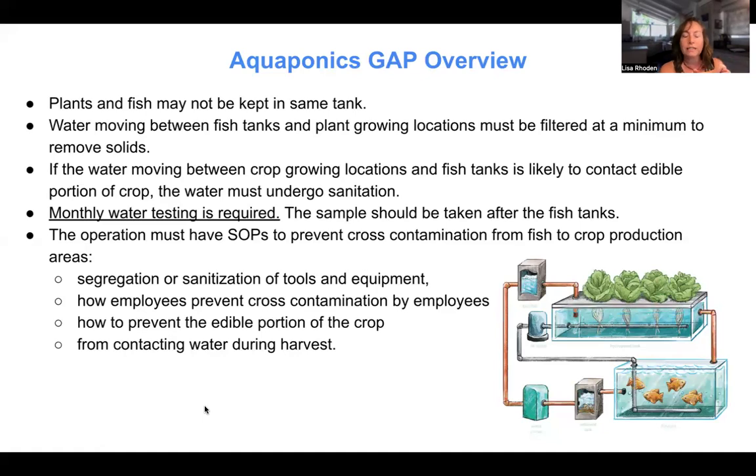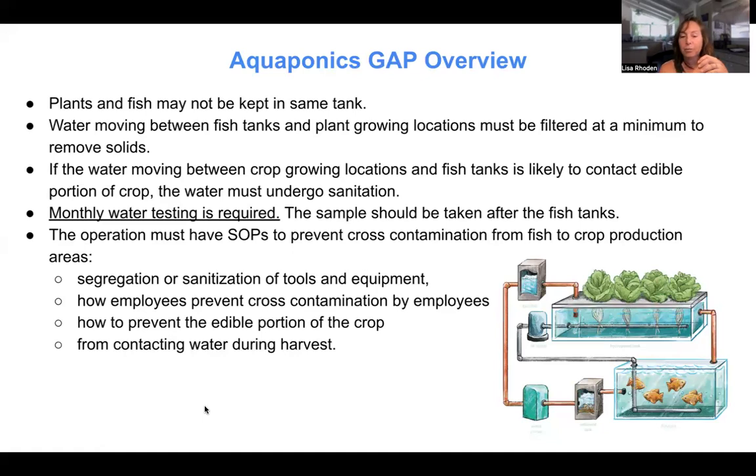So one of the things that we're going to ask you about in this scenario when we talk about how are you handling your operation and your post-harvest, how do you segregate or sanitize your tools and equipment? So what's being used on the fish side versus the crop side? How do employees prevent cross-contamination by themselves? So how do they move, just like with animals on the farm? Are you going to go from animals to crop or crop to animals?